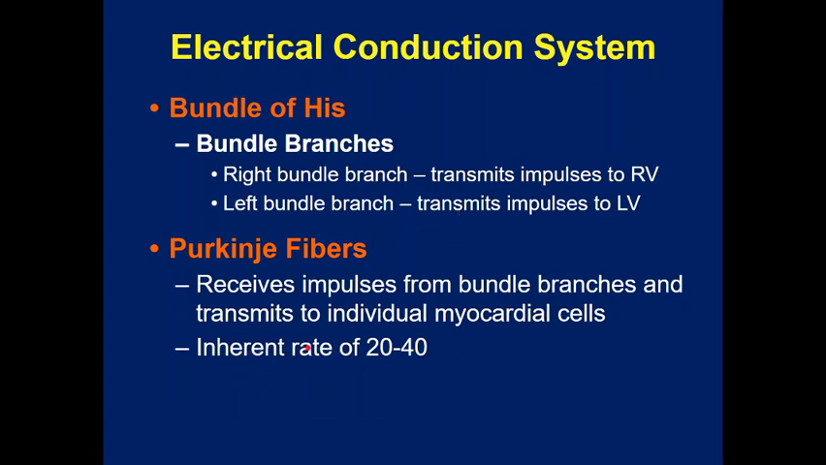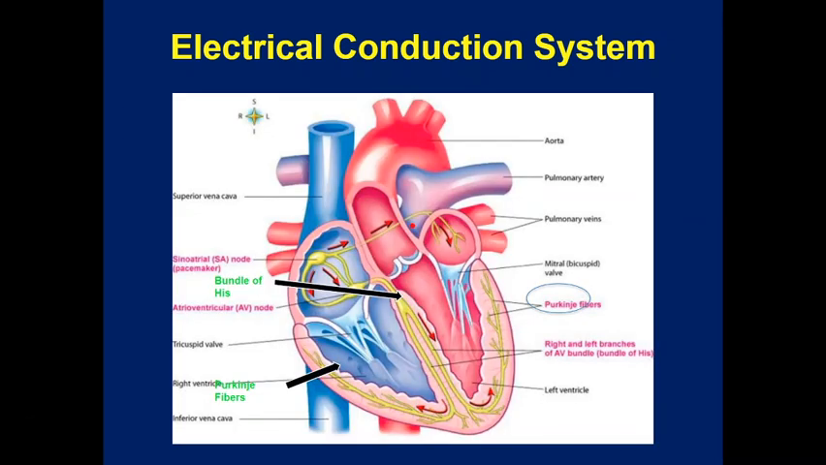And so if the SA node were to crump out, the AV node can take over, but it would be at a slower rate, and it doesn't have as much sympathetic, parasympathetic input compared to the SA node. So some people might be having bradycardia at a slow rate. So when you check people's pulse, this tells you information. So here's the bundle of His, bundle branches, and Purkinje system.